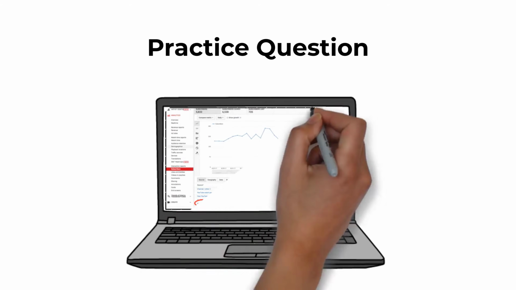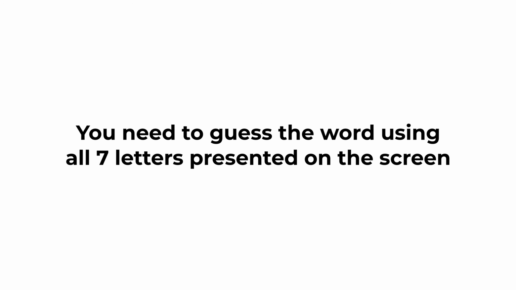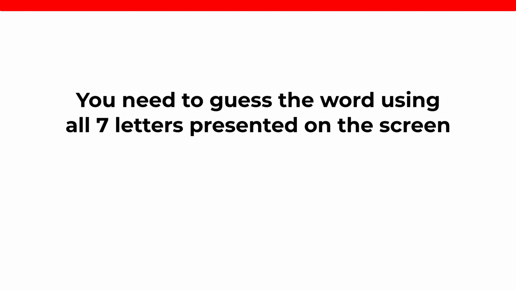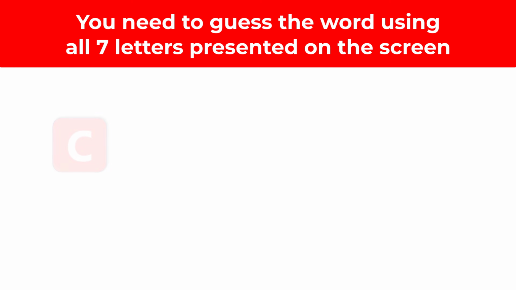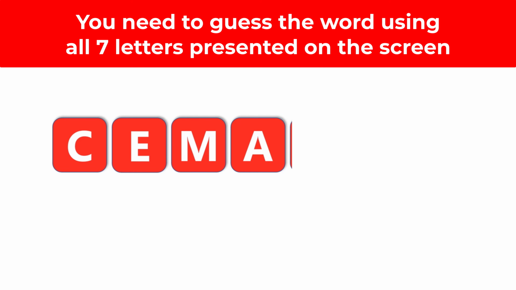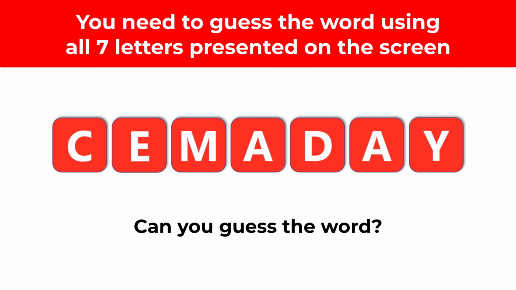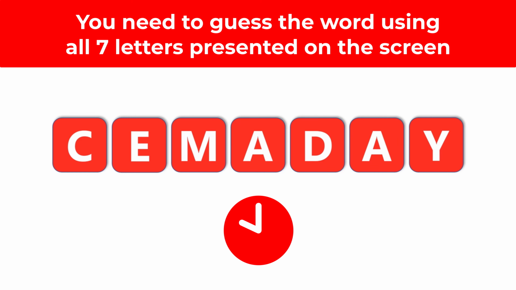And now, here's the question for you to practice. You need to guess the word using all 7 letters presented on the screen. The letters are C, E, M, A, D, A, and Y. Can you guess the word using all the letters? Give yourself 20 to 30 seconds, maybe more or less, depending upon your experience of guessing the words. Did you come up with the answer?